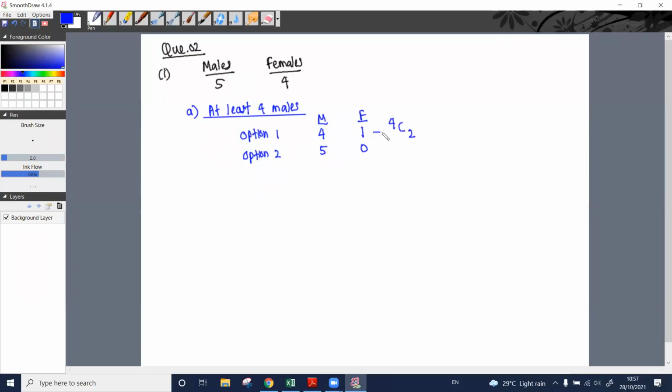Out of 5 males, we need to select 4. 5C4.